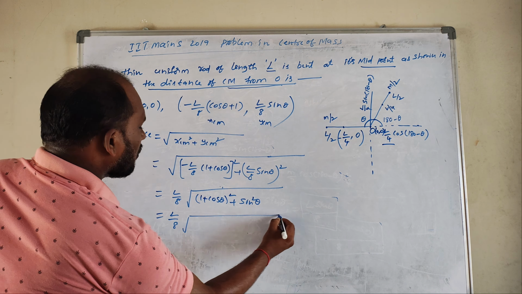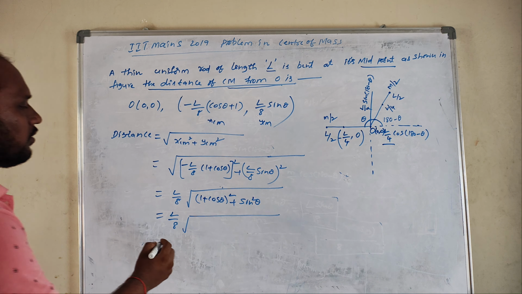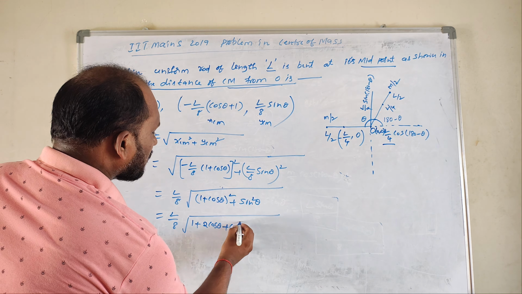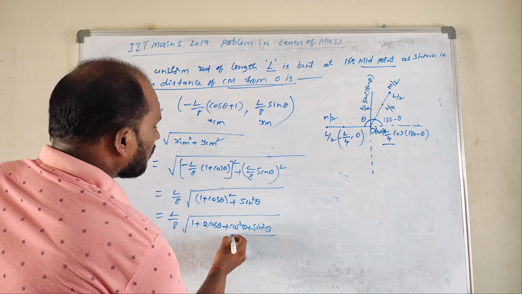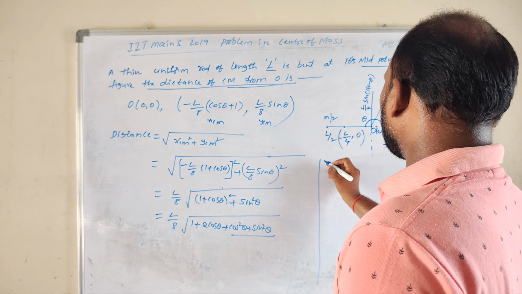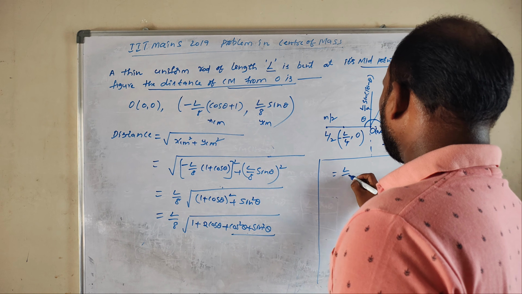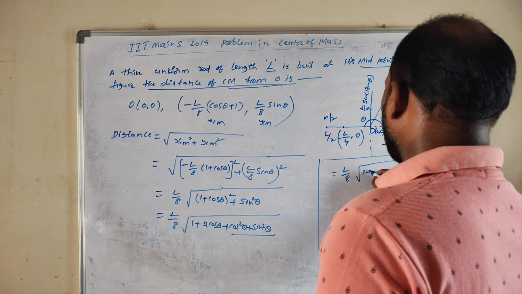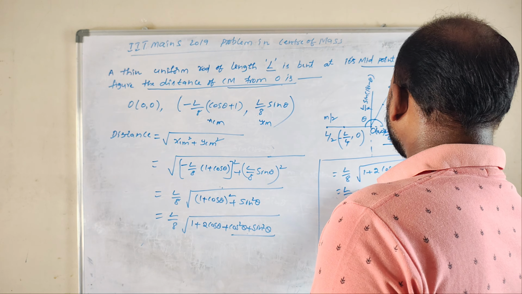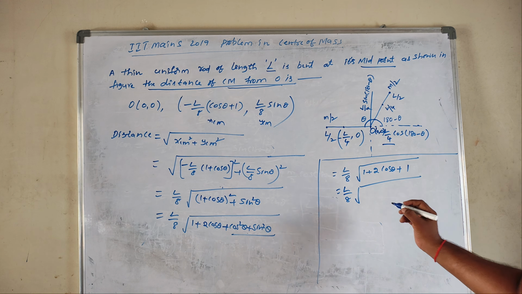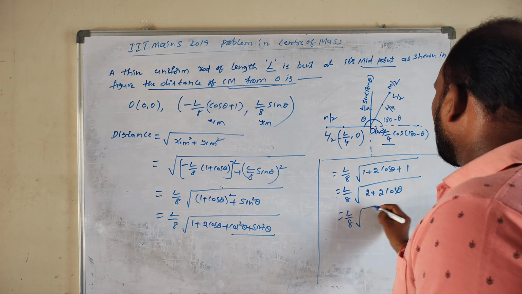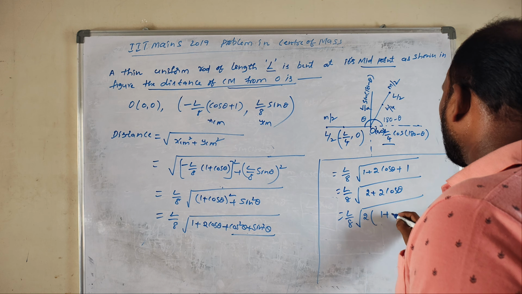So what do you get, guys? L by 8 root of (1 plus cos theta) whole square, which means (a plus b) whole square. Apply the formula. So 1 plus 2 cos theta plus cos square theta plus sin square theta. We know in trigonometry, cos square theta plus sin square theta is 1. So it is equal to L by 8 root of 1 plus 2 cos theta plus 1. So L by 8 root of 1 plus 1, how much, guys? 2. So 2 plus 2 cos theta.